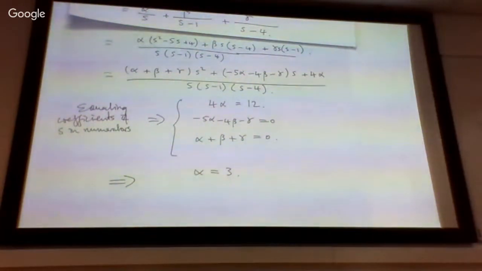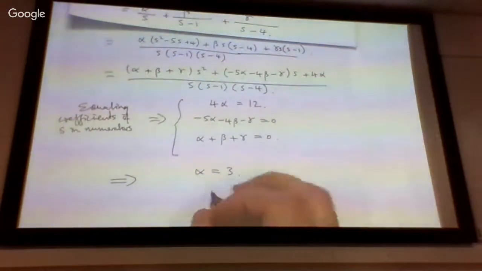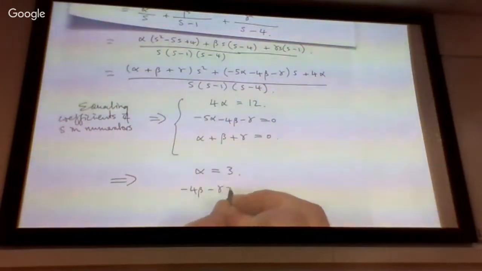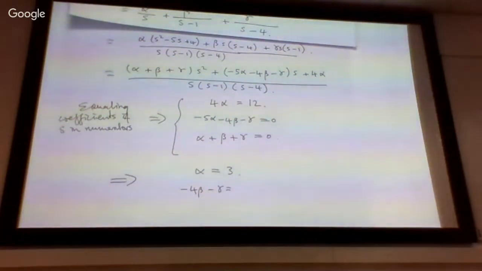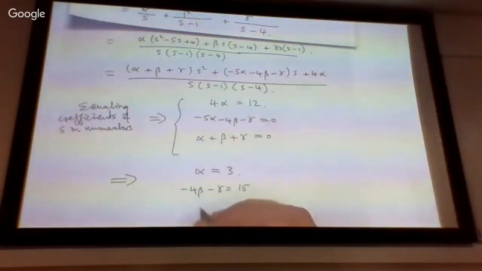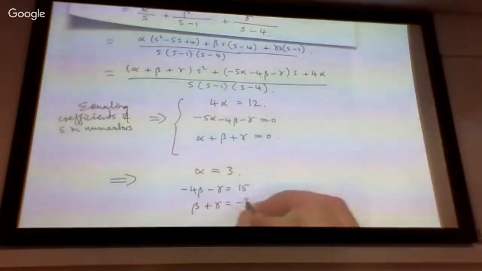And then that will reduce the other two equations to just being two equations in two unknowns. So it'll tell us that minus 4 beta minus gamma equals 5 alpha on the other side, so 15. And beta plus gamma equals minus alpha on the other side, so minus 3.